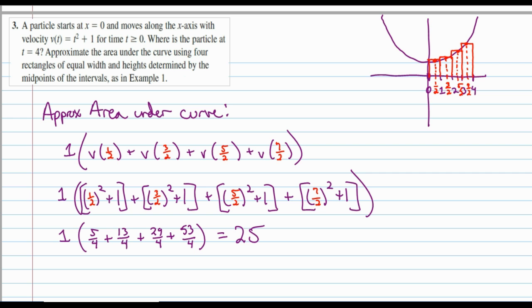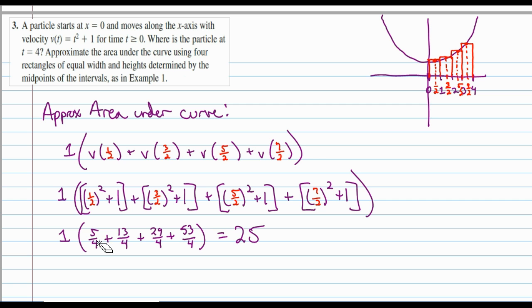Now, of course, that's just an approximation. It is going to be pretty close, though, because I have some overlap and some void, or underlap, if you will, for each of those rectangles that I drew. So now, what does this 25 mean? Well, the 25 means, remember, distance equals rate times time. Each of these rates times the 1 second each. So we went 5/4, I don't know, meters per second for 1 second, 13/4 meters per second for 1 second, and 29/4 meters per second for 1 second, etc.